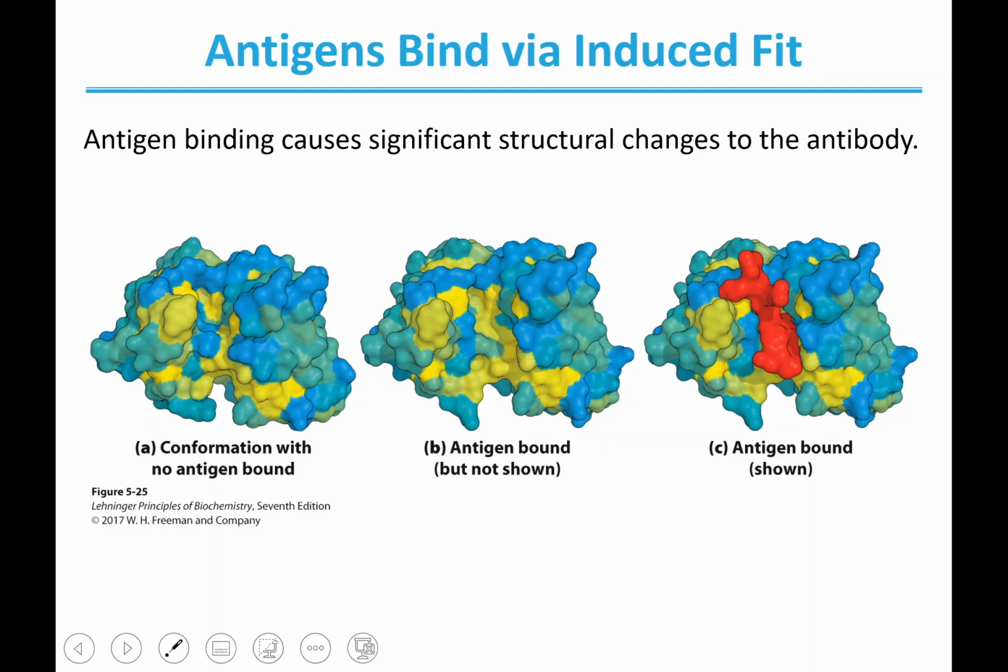This is the same picture, but showing the antigen actually in that pocket there in red. This follows the induced fit model that we talked about in the last lecture, where the substrate or ligand comes in, in this case we call it an antigen, binding in the binding site and causing a structural change to our protein.